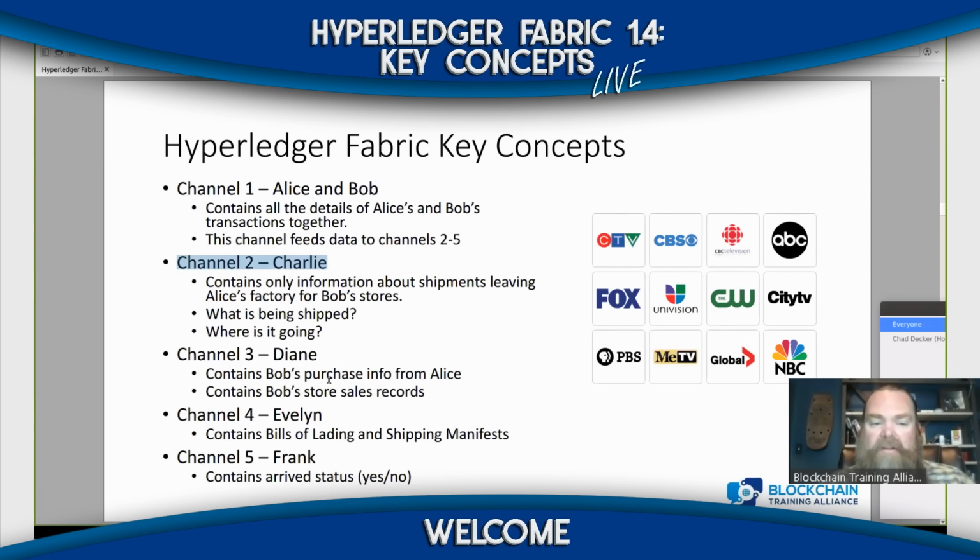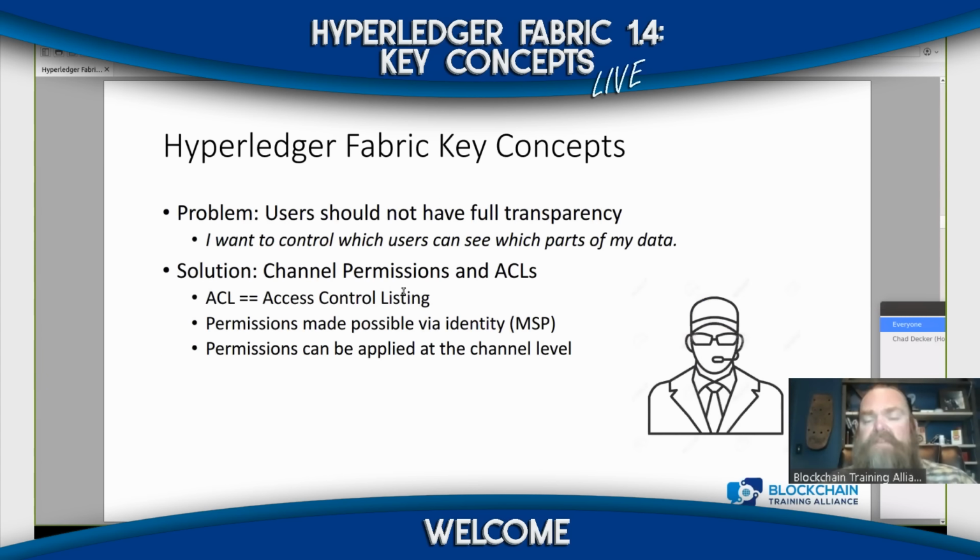If you work for Charlie's shipping company and you work in the HR department, you probably don't need to know or care about what's being shipped and where it's going. So you might not have access to any of that information on the channel. So within the context of a channel, we can set up permissions, and we do this using a technology or an approach called ACLs, or access control lists. Of course, all of this is only made possible by that membership services provider, which gives us identity in the first place.